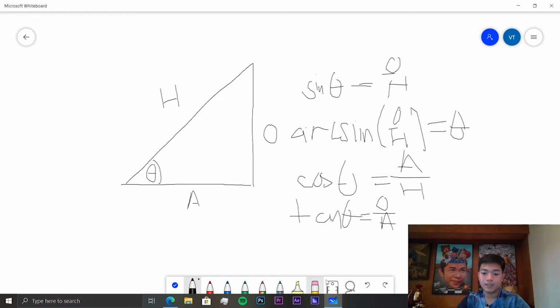So in 3D space, we need to consider how do we create a right-angled triangle.